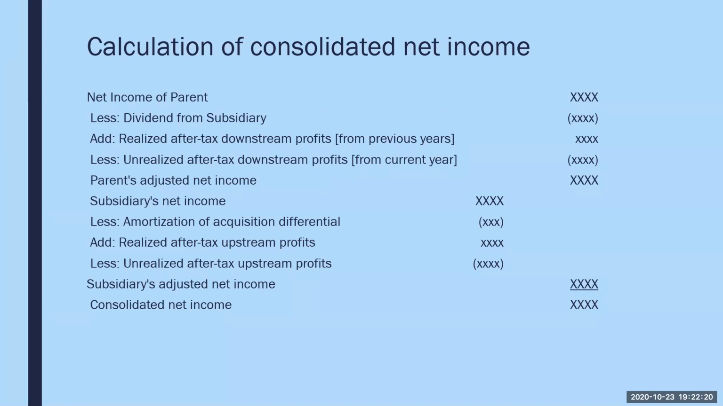Now, of this amount, non-controlling interests will only receive their percentage share of the subsidiary's adjusted net income. The remainder is attributable to the shareholders of the parent company.